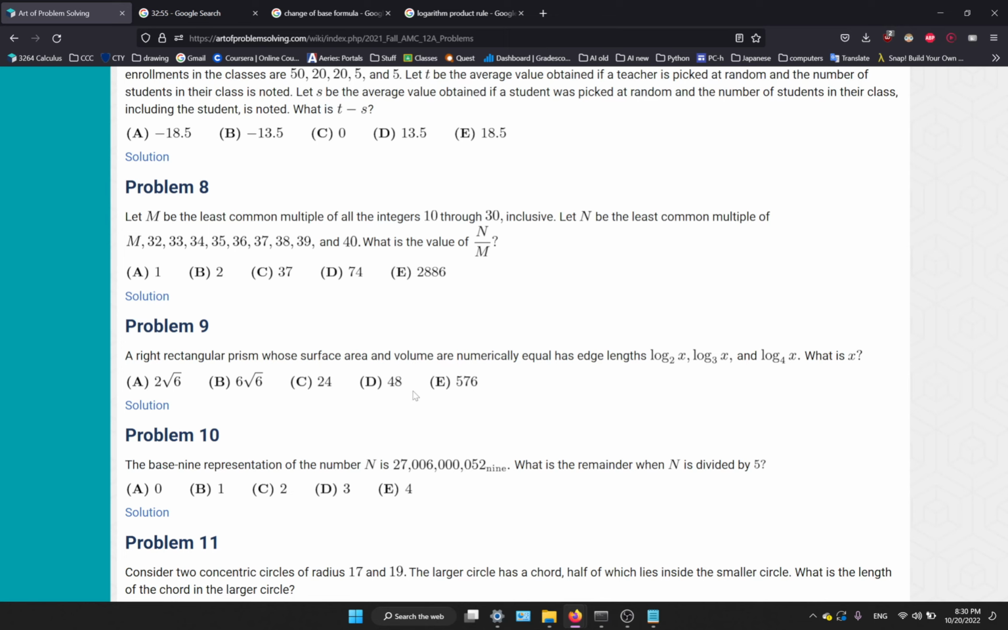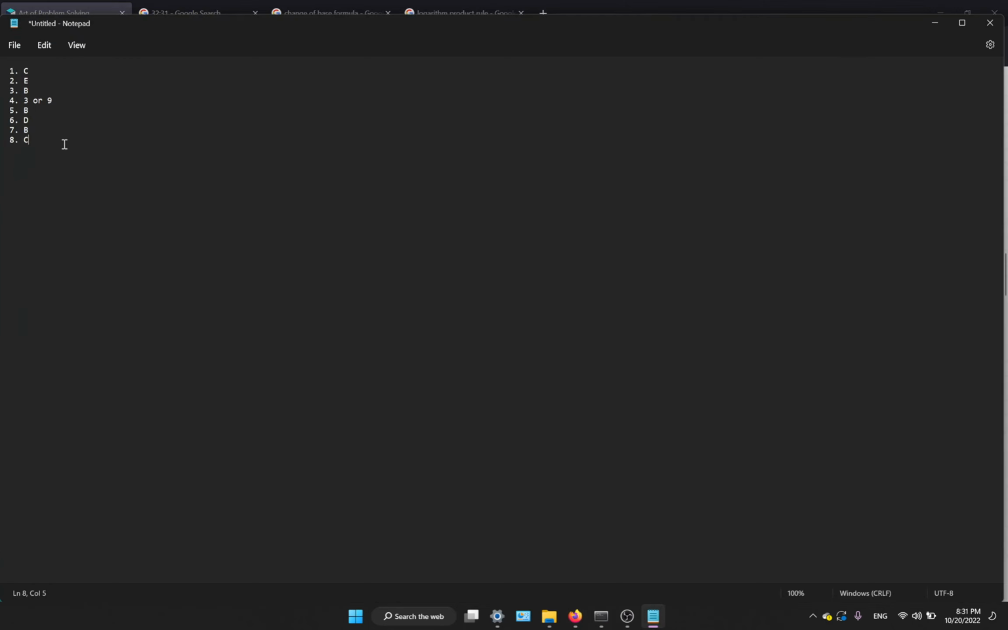What's 10 to the log of x? We know that's x. Equals 10 to the log of 24, that's just 24 squared. Then what's 24 squared? 576, and that is an answer. Light work. That wasn't too bad, right?